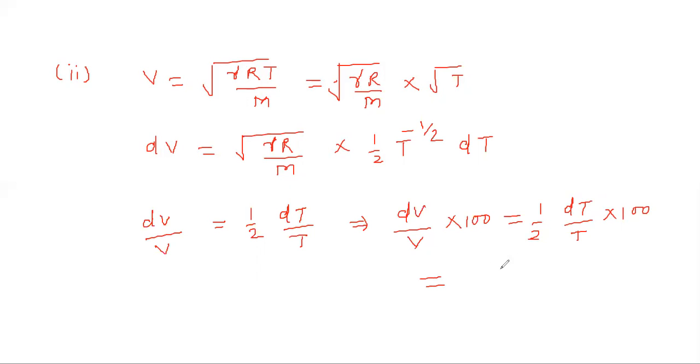We put the values. So 1 by 2, dT is given 1 Kelvin. So 1 divided by T is given 300 Kelvin, into 100. Two zeros will cancel out. 1 by 6, which is equal to 0.167%, which is our answer.